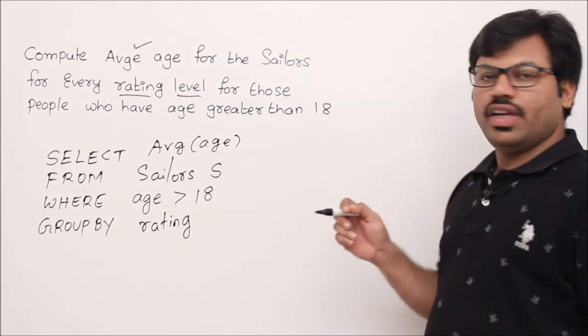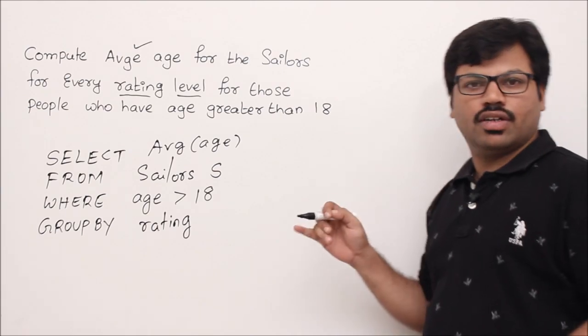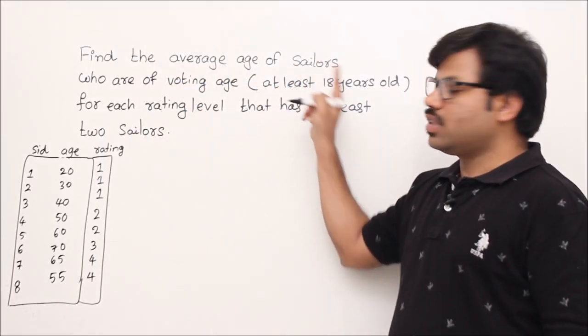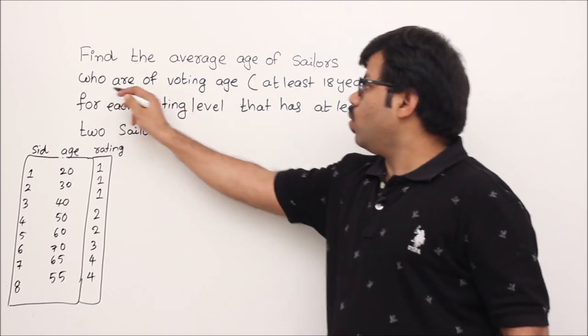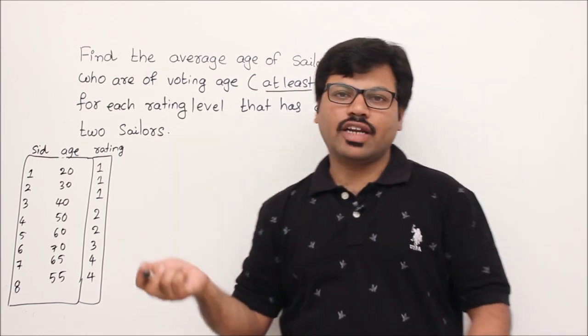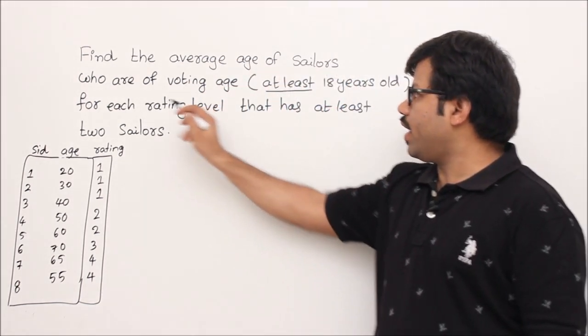Now we'll see one more query, maybe a little bit different than this one. Find the average age of sailors. So we can compute who are of voting age. What is voting age here? At least 18 years old. Yes, we can compute them. Only for them we have to compute average age. So far it is clear.